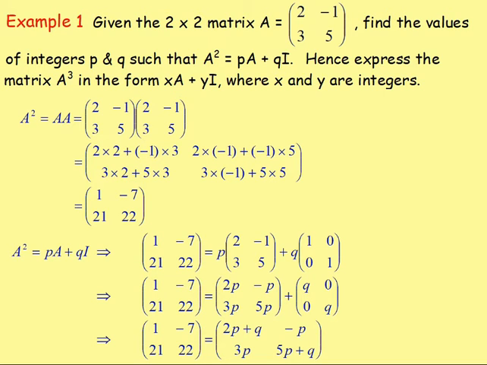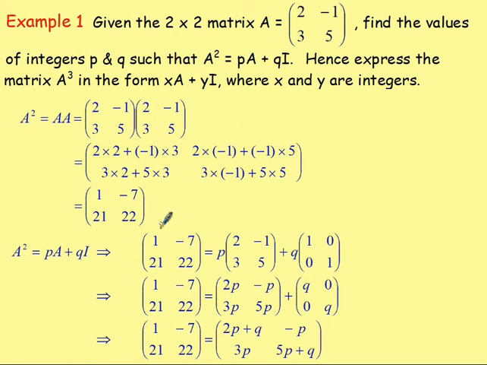Looking at some examples of that, well, given the 2 by 2 matrix A, find the values of integers p and q such that A squared equals pA plus qI. Well, for this to work out A squared, you know you were multiplying those matrices together. That's a 2 by 2, that's a 2 by 2, you can multiply them together, and the result would be a 2 by 2.